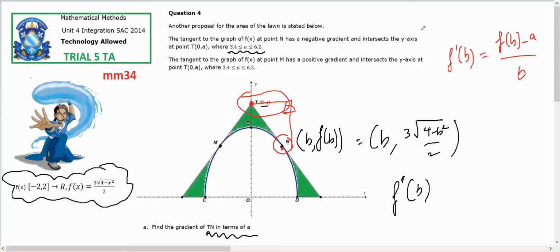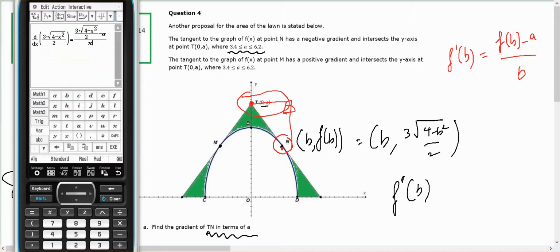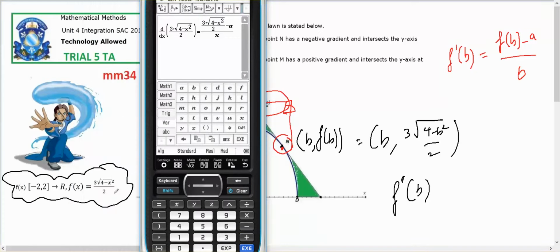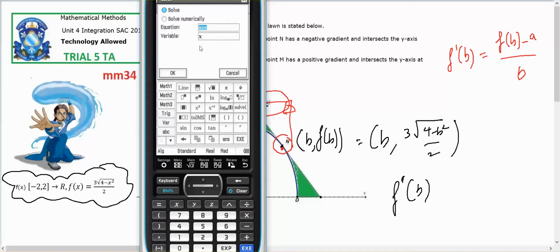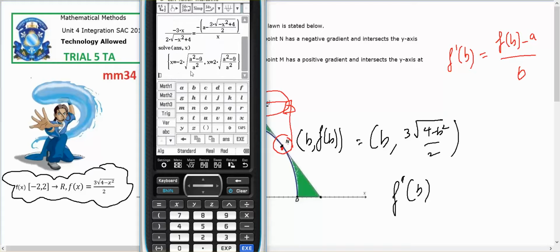Okay, so what I'm going to do is get my calculator out. I've got my expression, which is this here, 3 square root of 4 minus x squared over 2. I'll take the derivative of it, which is what this is. I'm going to use x instead of b. I've got this, which is f of b minus a over x. And if I execute, then take that answer and solve for x using interactive, advanced, solve, I get 2 answers.